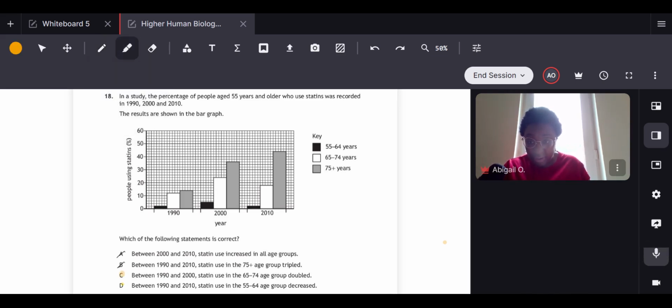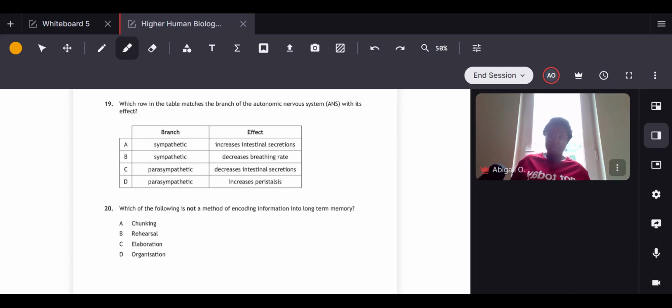Let's look at that final option just to make sure we're not missing anything. Between 1990 and 2010, statin use in the 55 to 64 age group decreased. So between 1990 and 2010, they were both the same. They're both about 1%. So it didn't decrease, it actually stayed the same. So the answer here is going to be C.